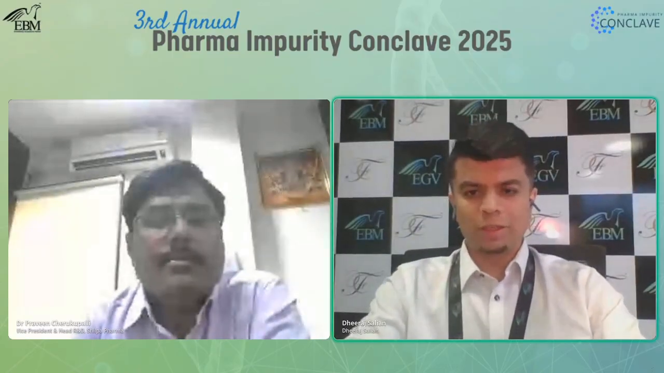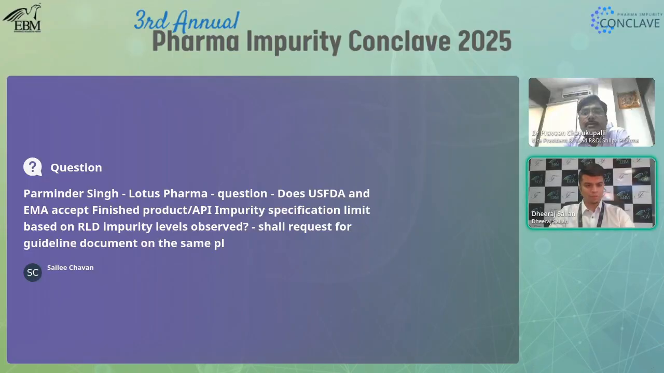Thank you so much. Now we have the next question from Parminder Singh, Lotus Pharma. Do US FDA and EMA accept finished product or API impurity specification limits based on RLD impurity levels observed? Please share a guideline document on the same. There is no guideline.